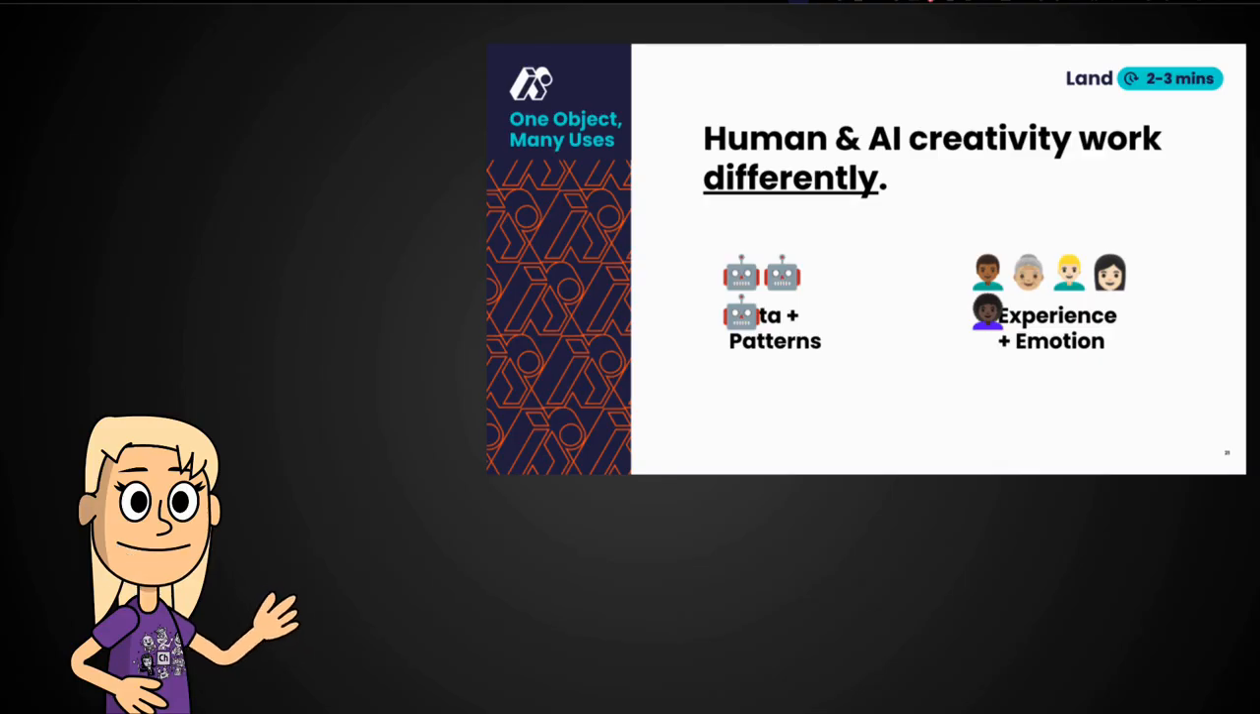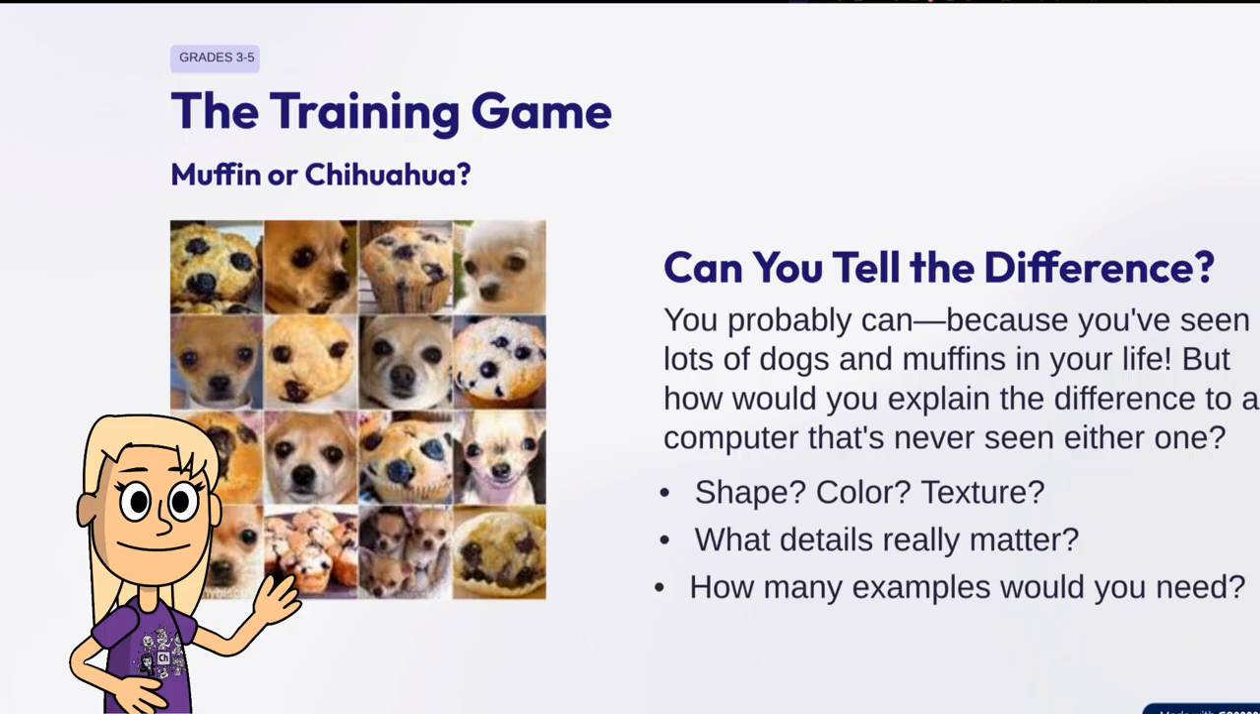I mean, what if a self-driving car thinks a stop sign is a muffin? Yeah, that would be bad. Muffin or Chihuahua, can you tell the difference? You probably can, because you've seen lots of dogs and muffins in your life. But how would you explain the difference to a computer that's never seen either one?